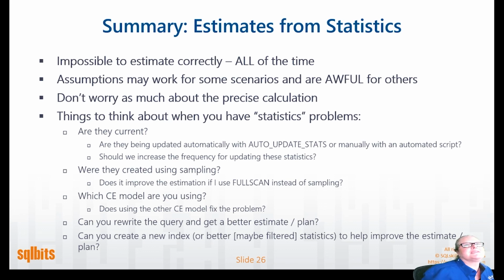So these are the things that I've been talking about. Are they current? Are they with sampling? What CE am I using? Can I rewrite the query? Can I create an index, right? These are the things that I'm going to think about when it comes to trying to optimize my environment when I know it's not a caching problem.